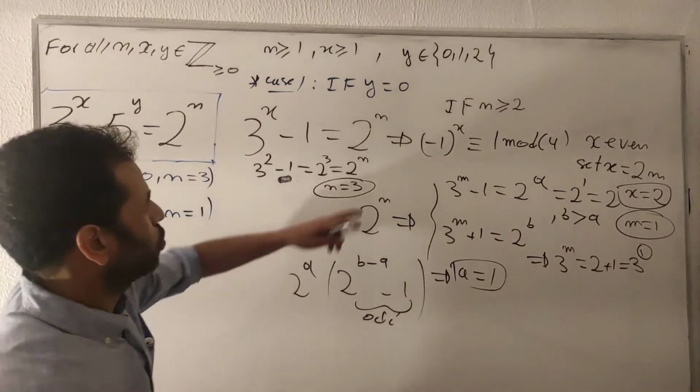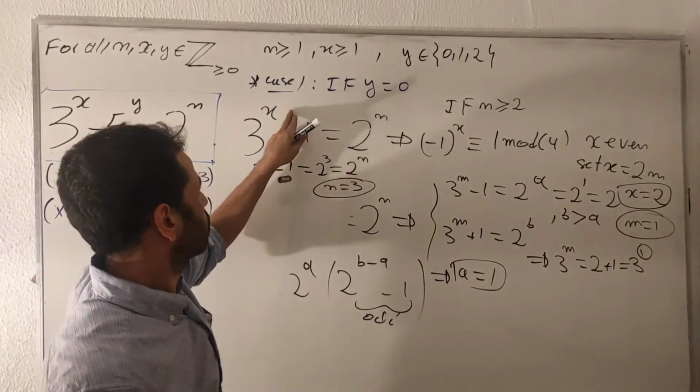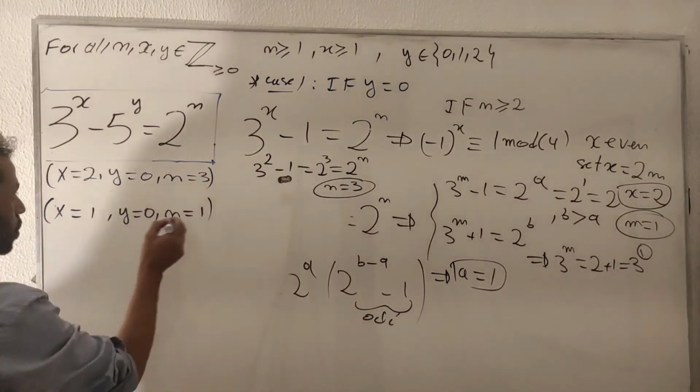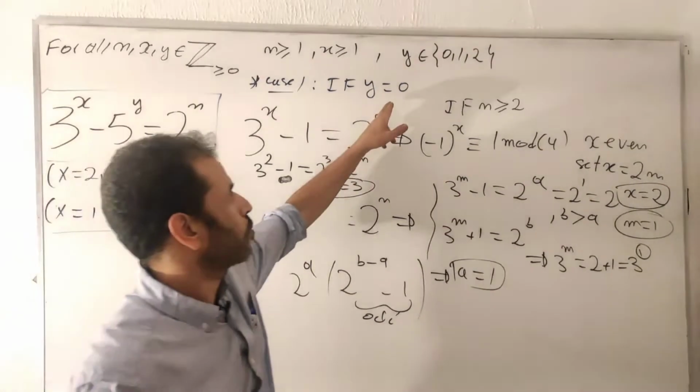N equals 1, I get 2 here. By moving over minus 1 to the right, I get 3 here, which means x equals 1. So I found 2 solutions here. Let's move on to the next case, when we have y equals 1.